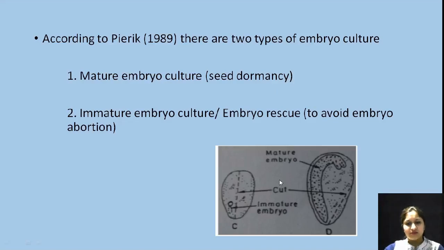The properly developed embryo is a mature embryo, and the embryo which is not properly developed is an immature embryo. Okay, so in the germinating seed, we can make a cut from the middle of the seed, vertically downward, and we can isolate it out.